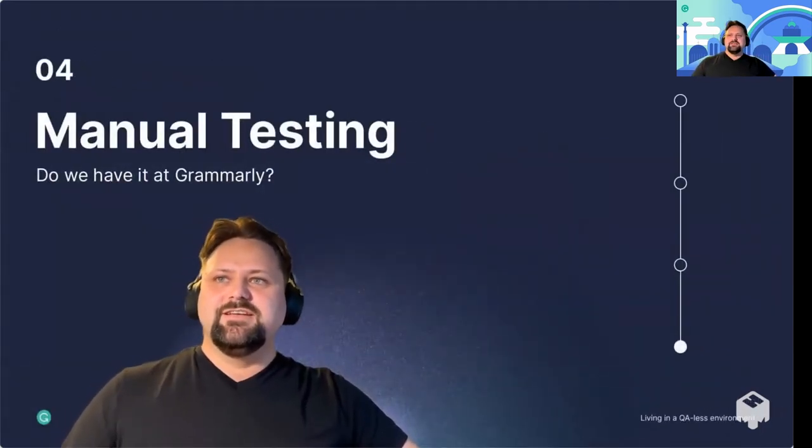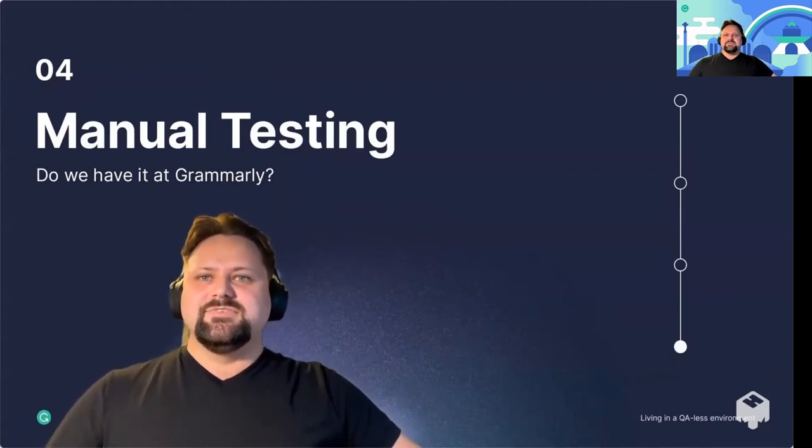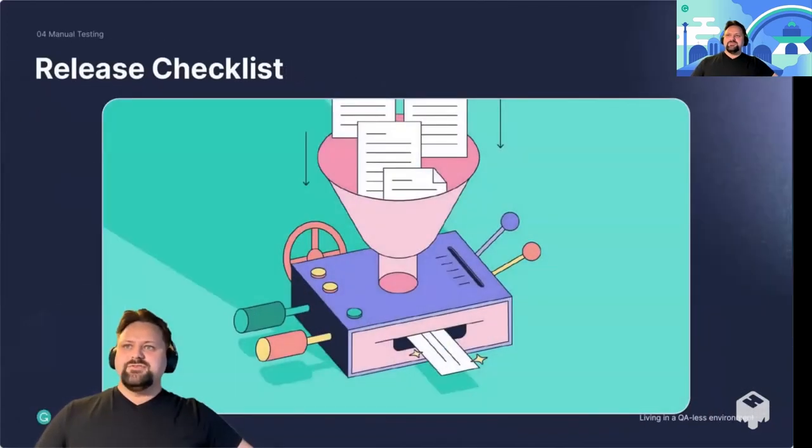Do we have manual testing? Yes, we do. And in iOS, we have it in two places. So the first one is a release checklist. What's a release checklist? It's obvious. It's a list of things we do before each release. And we have two reasons to have it. The first one is consistency. We want to have the release process the same, regardless of who is the release engineer today. And the second is to save experience.